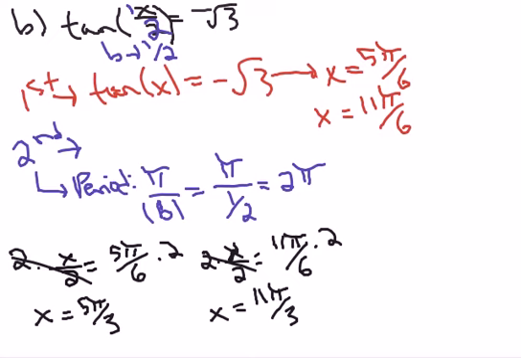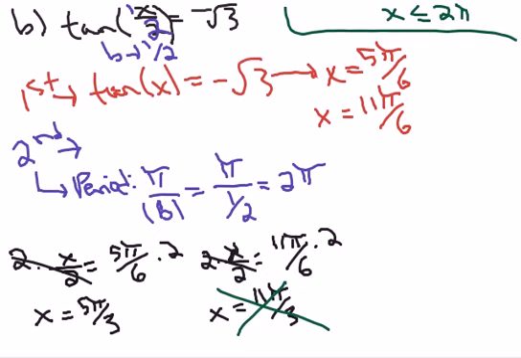And now something interesting happens here. I'm actually not going to end up using the period because if you notice, this answer is past our interval, right? So we still have the stipulation that x is between 0 and 2 pi. Well, 11 pi over 3, that's almost equal to 4 pi, right? So I'm way past this 2 pi. And so my only answer for this question will be 5 pi over 3.